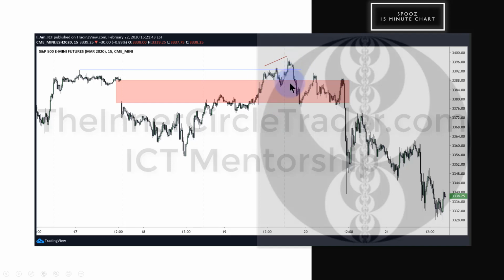So here is the manipulation, and here's the narrative. It comes down, breaking market structure. So this is a shift in market structure. Big moment for your notes, okay? Because you probably heard me say there's a break in market structure. And here's a shift in market structure.